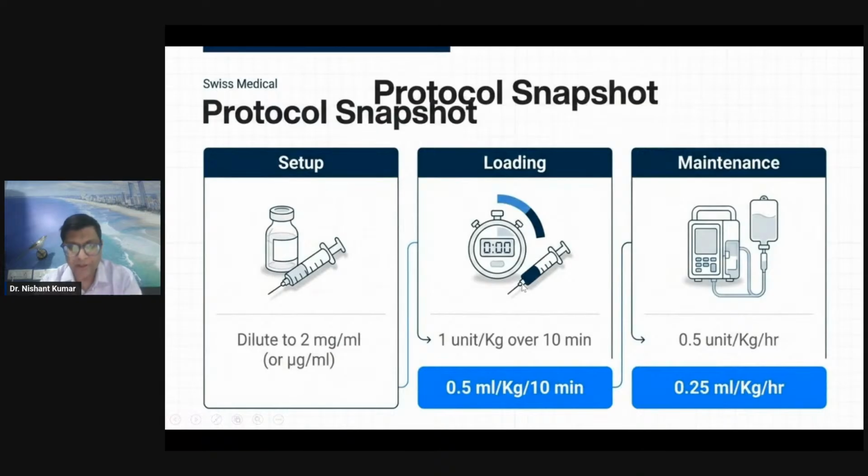So to put it in a snapshot, dilute to 2 milligram per ml or microgram per ml depending on ketamine or dexmed, 1 unit per kg over 10 minutes, which is 0.5 ml per kg for 10 minutes.